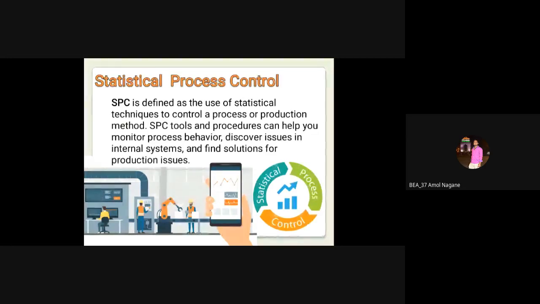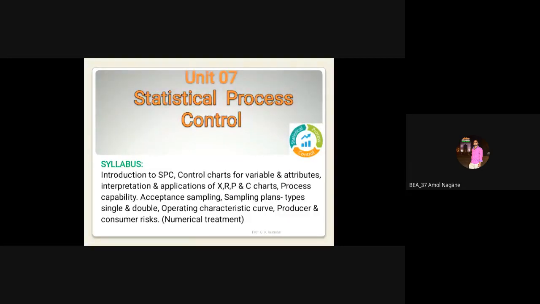That will be very useful in your industrial career, for example in the GATE examination. This type of problem may be asked, so we will start those problems after completion of this theoretical part. Control charts for variables and attributes: interpretation and applications of X chart, R, P, C charts.